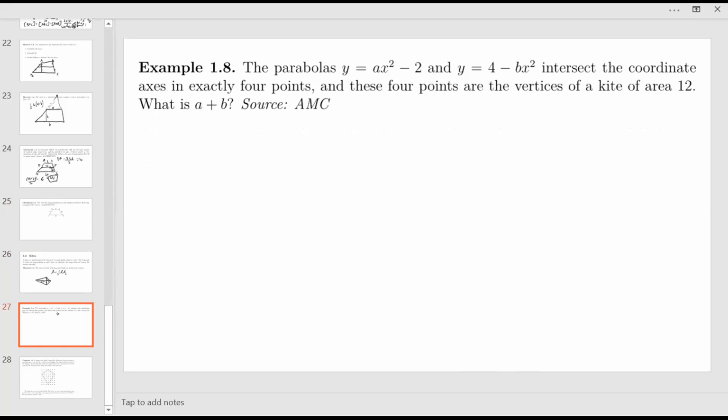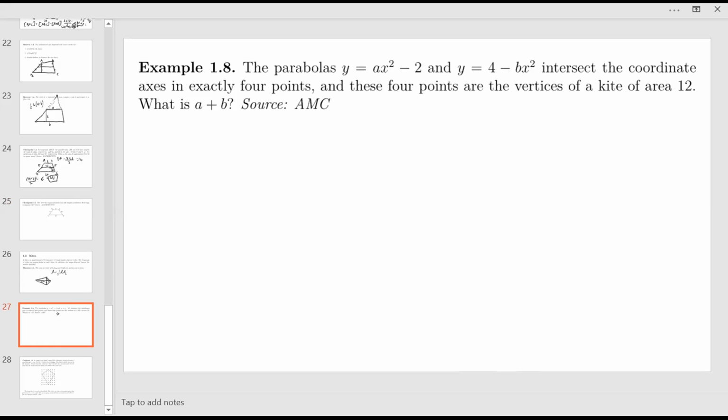So let's do this example. So we have parabolas y is equal to ax squared minus 2, and y is equal to 4 minus bx squared, and they intersect in exactly 4 points on the coordinate plane. And the problem says that these 4 points are the vertices of a kite of area 12. We want to find a and b.